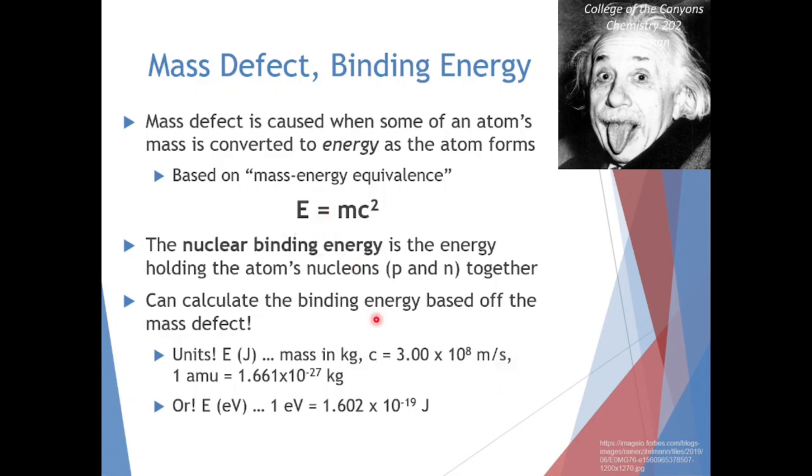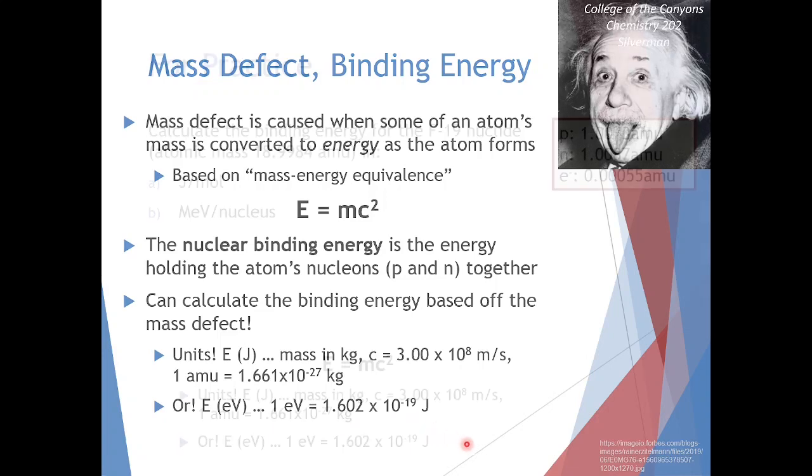If we want, we can convert after the fact. Oftentimes, this is reported in units of electron volts, or perhaps mega electron volts. We add that metric system prefix. Here's our conversion. 1 electron volt is the same thing as 1.602 times 10 to the negative 19th joules.